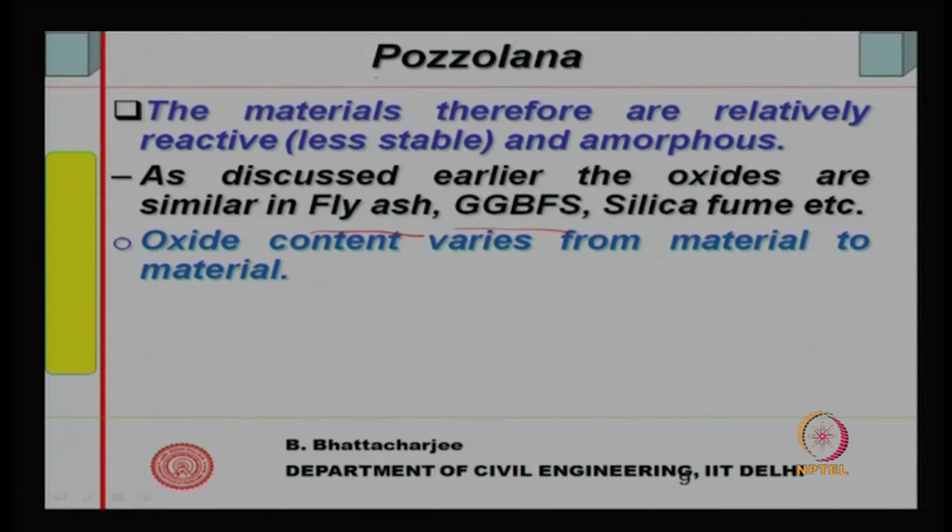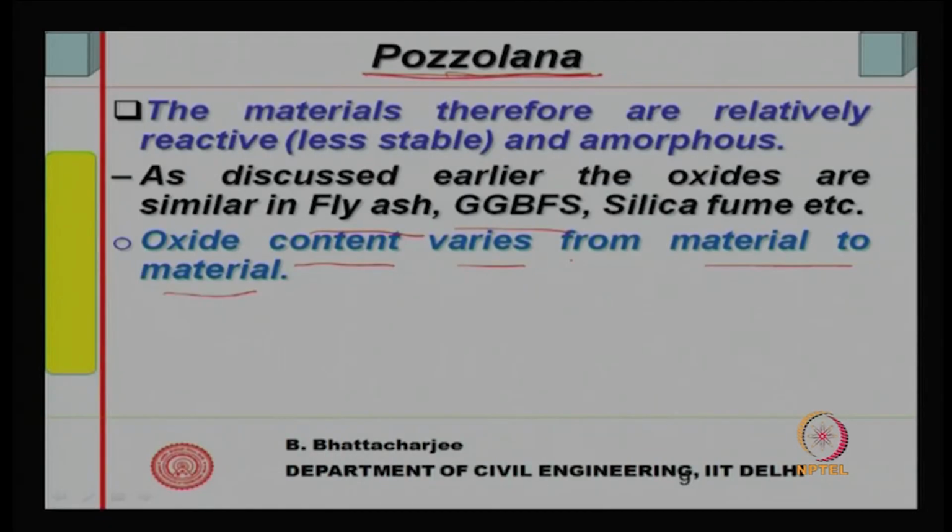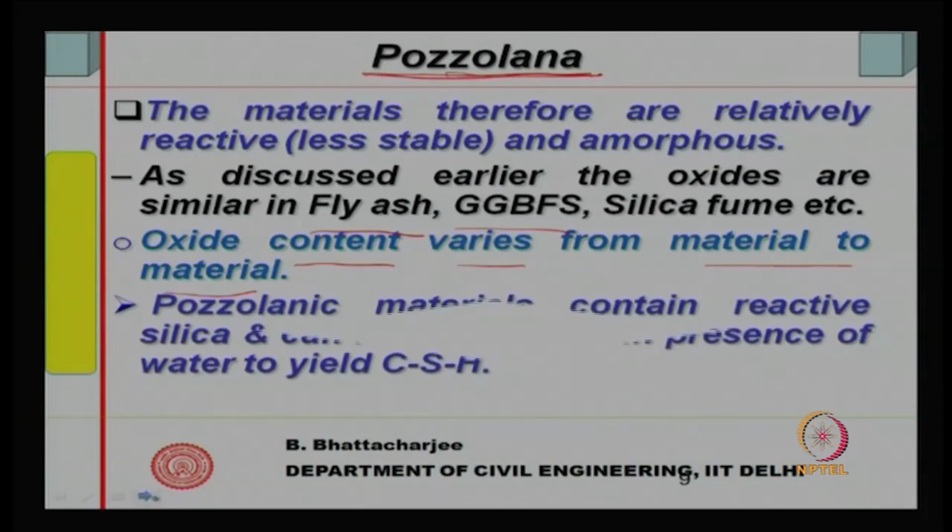This class of materials we call pozzolana, that is why the title pozzolana we are seeing, and I will explain what pozzolana is a little bit later. Oxide content of course varies from material to material. That means SiO2 content in case of silica fume is very high, it is not so high in case of fly ash and still less in granulated ground blast furnace slag. Rice husk ash of course is again high, we shall see that later on.